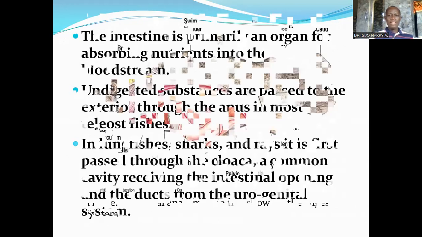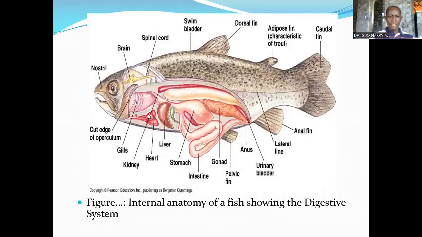Now here is the digestive system of the fish, the internal anatomy showing the digestive system. The fish swallows the food. The food is directed to the throat, and then it passes through the esophagus into the stomach, and digestion takes place in the stomach.